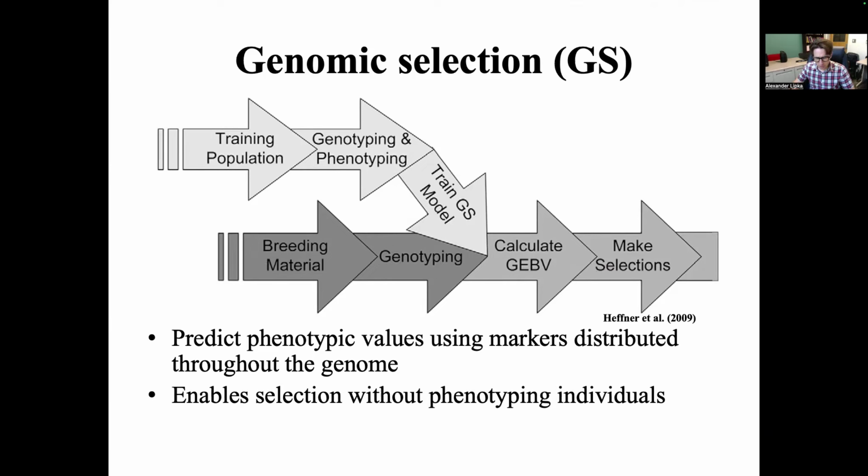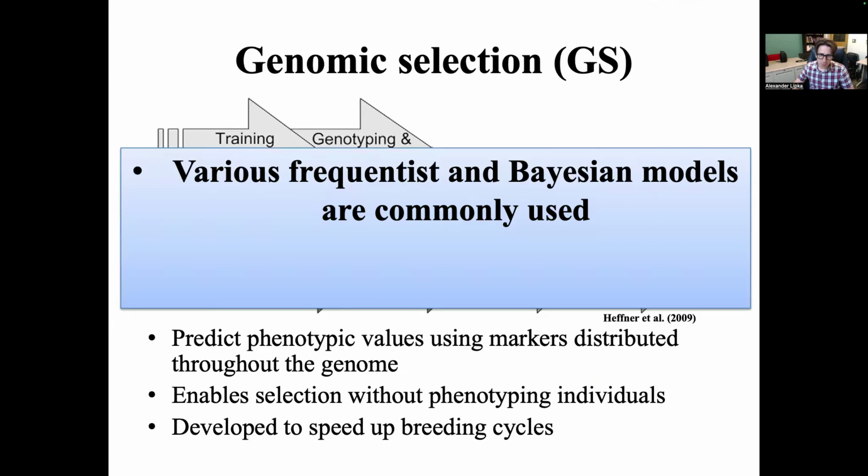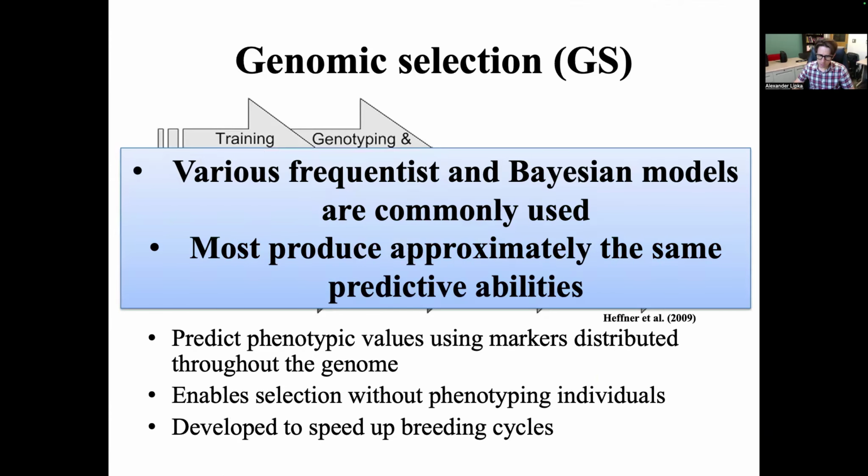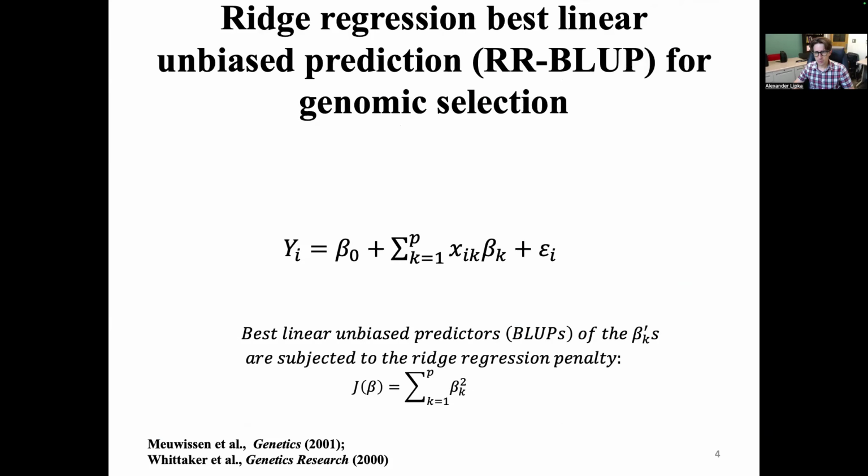So genomic selection is important because it enables selection without phenotyping individuals, and it was developed to speed up breeding cycles. So you get greater genetic gain per unit time, right? Various frequentist and Bayesian statistical models are commonly used, and most produce approximately the same predictive abilities.